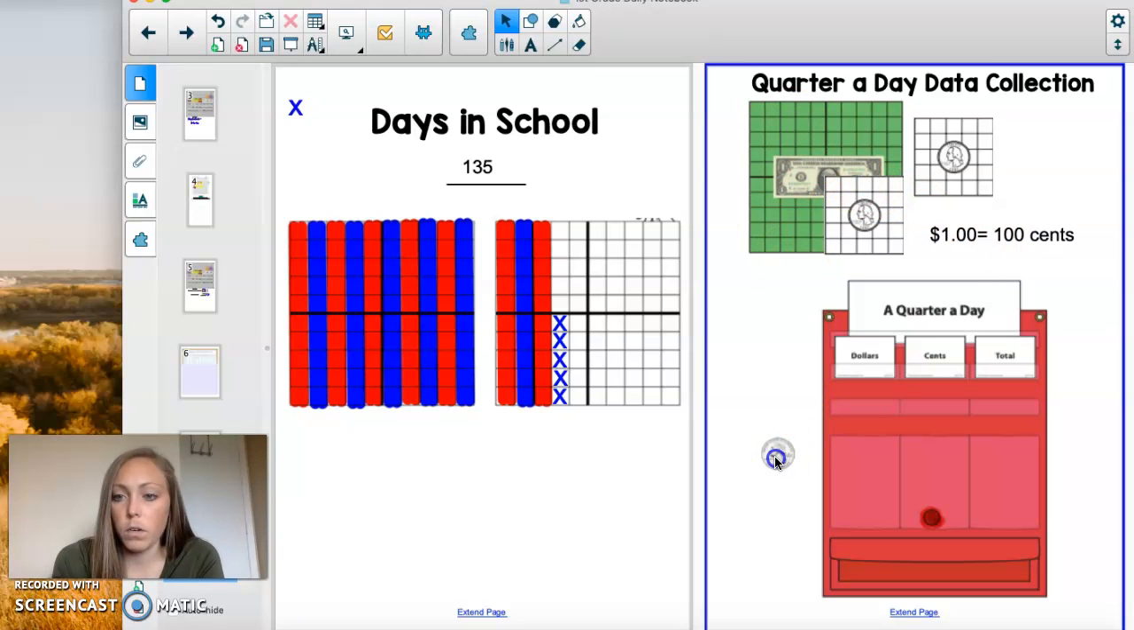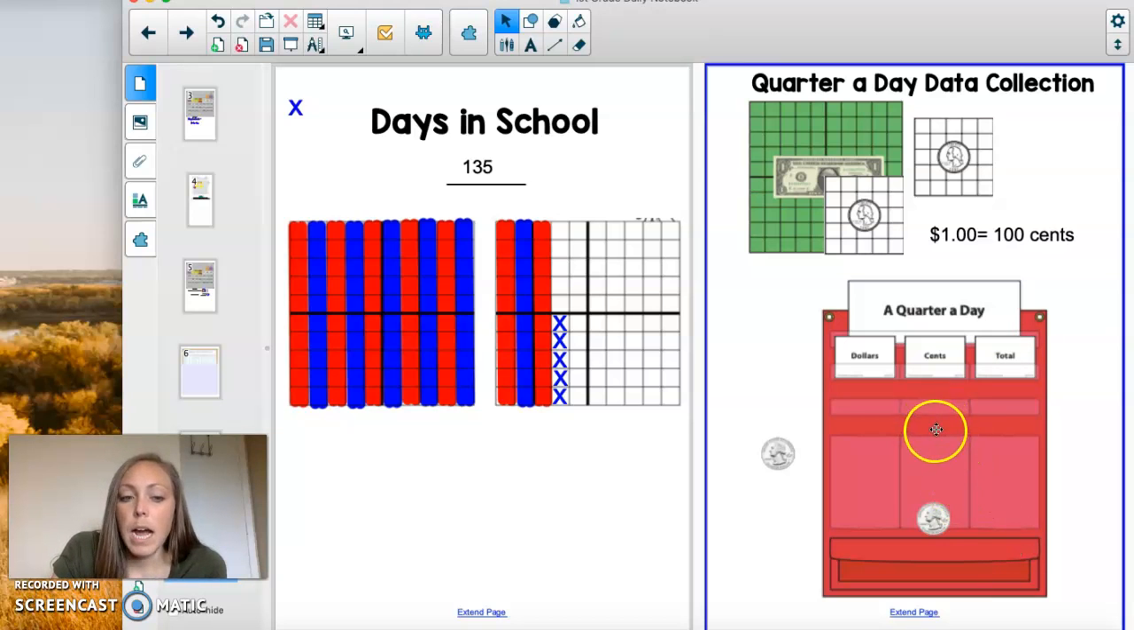Now we're going to add a quarter to our chart down here. At the top it says a quarter a day. Here we have a section that says dollars, so we're going to put dollars in here. Once we add up to dollars, here's where we put our cents. So we put quarter in the cents pocket because it's 25 cents. And then we're going to add up our total, I believe at the end of the month.